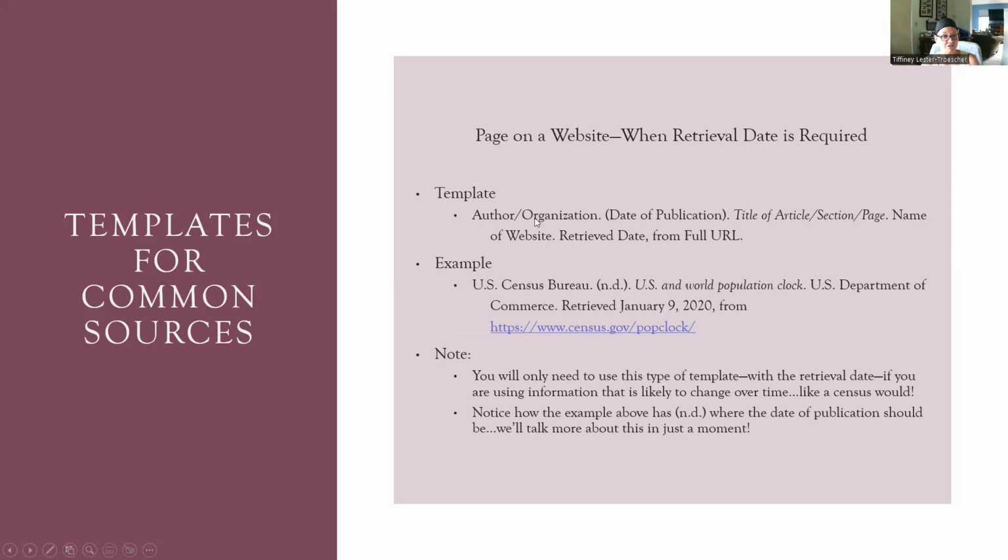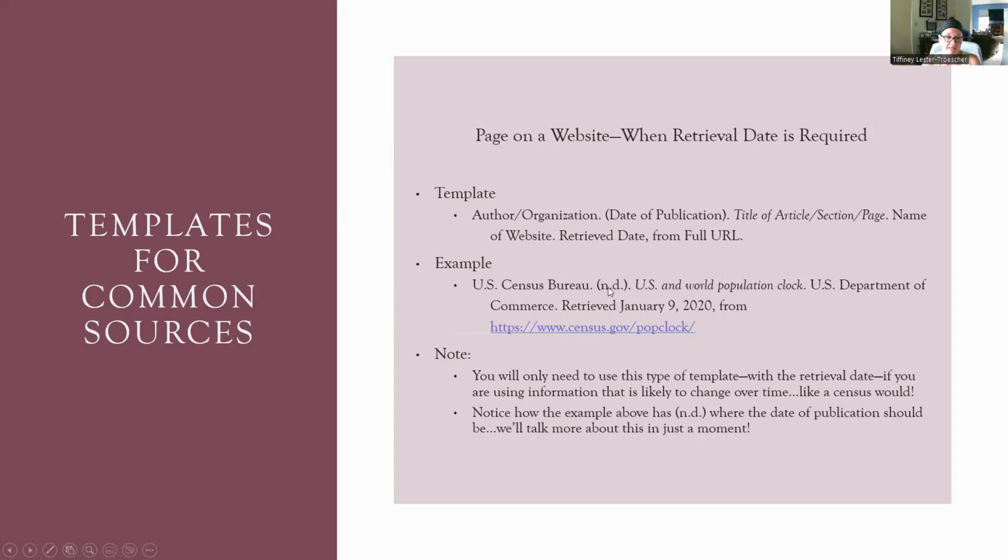The author or organization starts the entry, then the date of publication in parentheses, then the title of that article, section, or page in italics, the name of the website in regular font, then the retrieved date, comma, from, then the full URL. Here we go. We're looking at the U.S. Department of Commerce's website, and we are looking at a section from the U.S. Census Bureau. This is the page that we were on, U.S. and World Population Clock. We retrieved it on this date. This is the full URL.